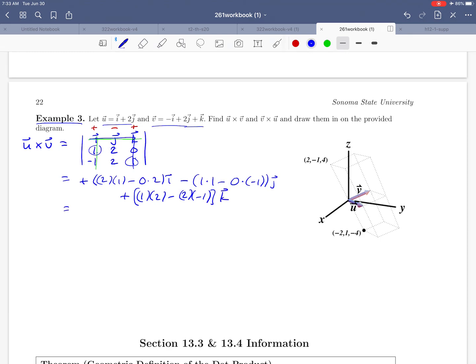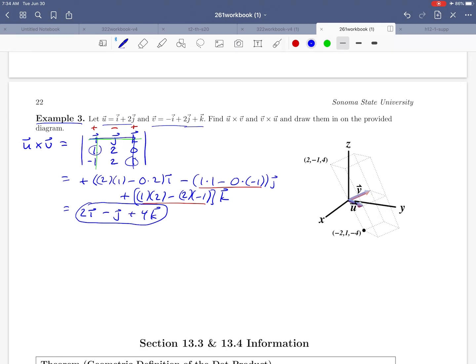If we simplify all of that down, 2 times 1 minus 0 times 2, that's just a 2i. Minus 1 times 1 minus 0 times negative 1, that's just going to be a plus j. Or, sorry, I forgot the minus sign. There's a minus in front of that, so that's actually going to be a minus j. And then the last piece here, 1 times 2 minus 2 times negative 1, what's that going to give us? 2 plus 2 is 4, so plus 4k. There's u cross v.